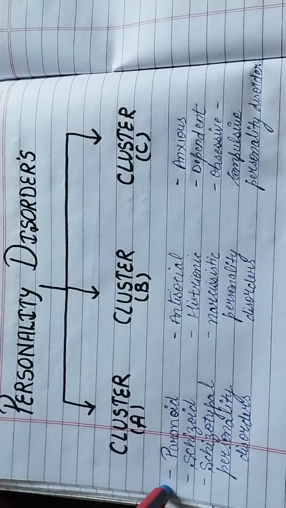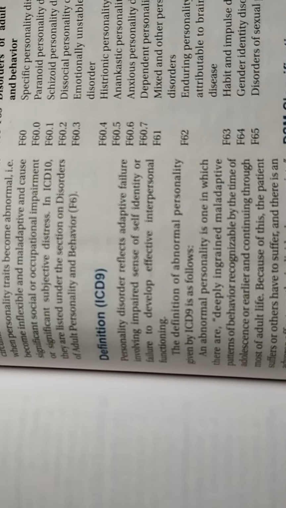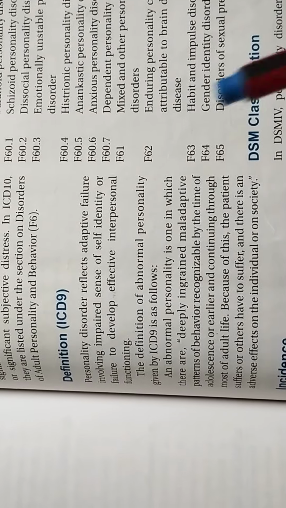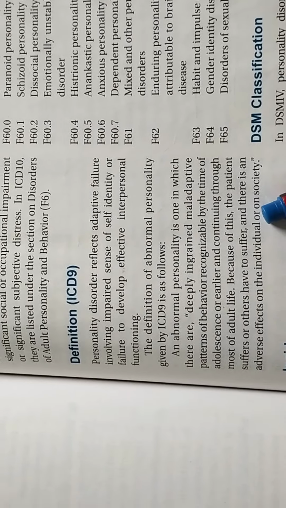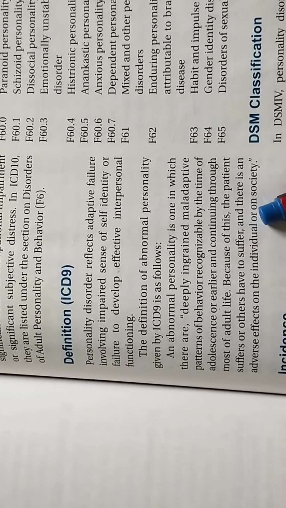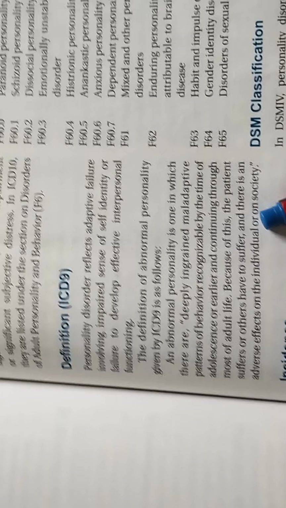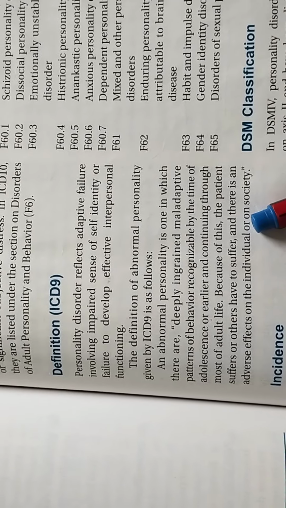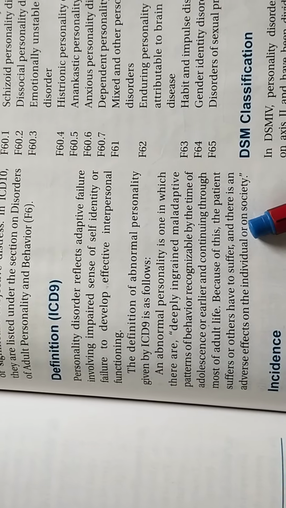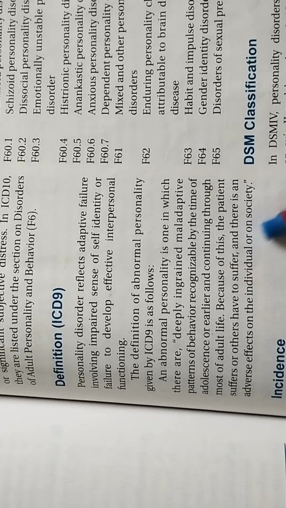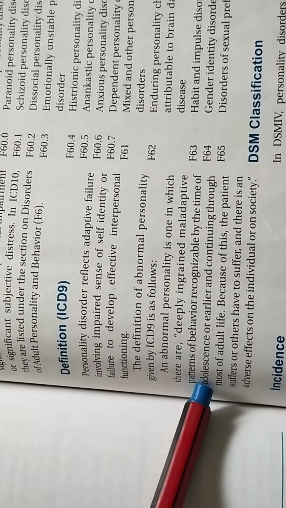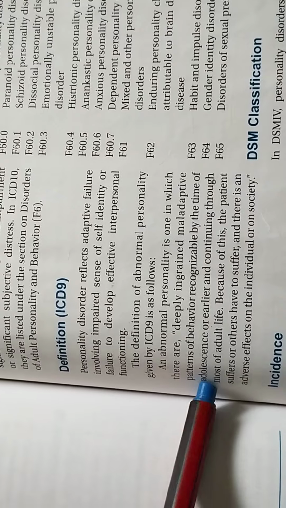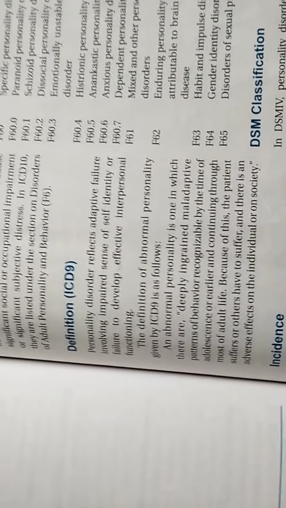Before discussing these types, we are going to discuss the definition of personality disorder. The person with a personality disorder mainly has a failure to identify self and a failure to develop interpersonal relationships with others. The person has deeply maladaptive behaviors and is unable to maintain social relationships, and it may be recognized from adolescence or earlier and continue through most of adult life. So that's all about the definition.